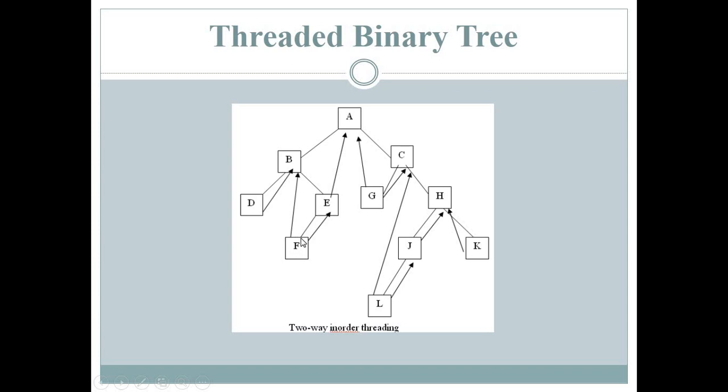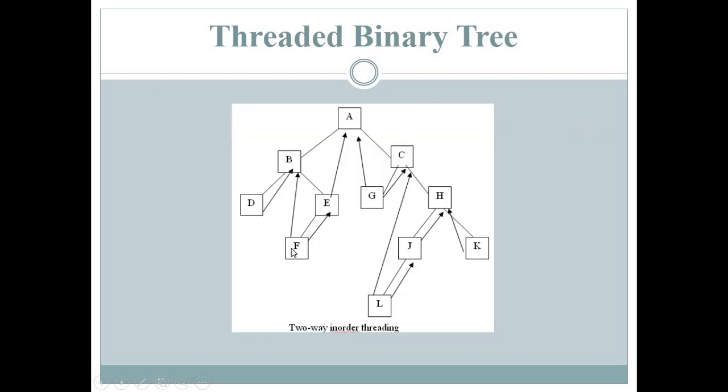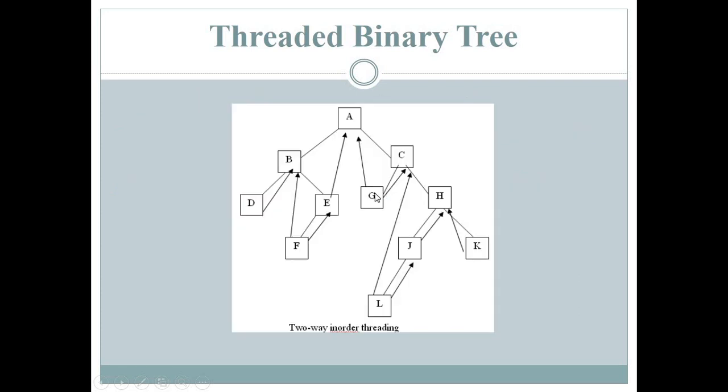Then we will point to the previous node in the in order traversal. So if F does not have any left child, meaning its left pointer is null, then it will point to the previous node in its in order traversal. Let's check what the previous node of F is in the in order traversal. Before F we have B, so F will point to the B. For G, G's previous node is A, so from the left G will point to the A.